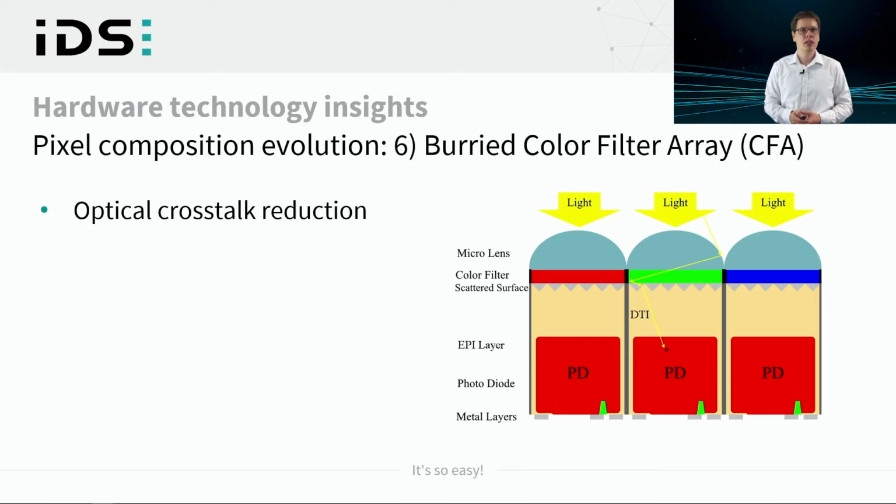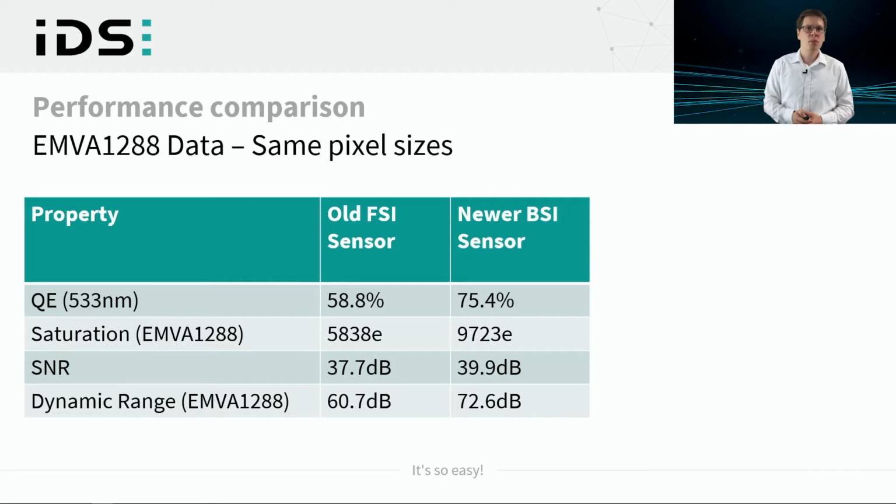At the end, how far can we get? So, here's an example of two different sensors with the same pixel size. The left one is an older front-side illuminated pixel with microlenses already. The right one is a newer BSI sensor with no scattering surface. The boost in the quantum efficiency for green light is clearly visible, from 58% to 75%.